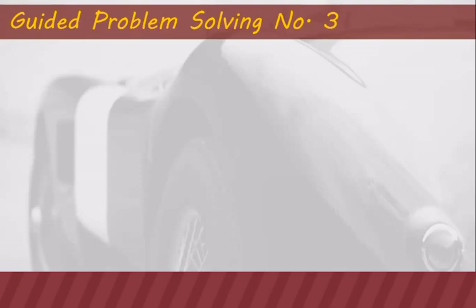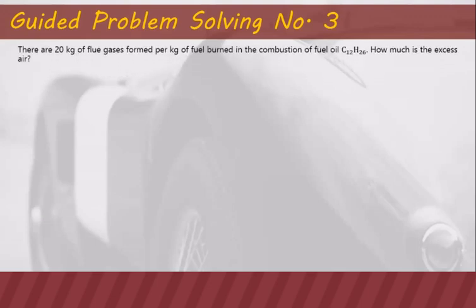Guided problem solving number 3. There are 20 kilograms of flue gases formed per kilogram of fuel burned in the combustion of fuel. That is our dodecane. How much is the excess air? You can see here, we are given the mass of the flue gases. So this refers to the mass of the products per kilogram of fuel. So that's 20 kilograms of gas per kilogram of fuel, the combustion of C12H26. So we are to determine how much is the excess air.